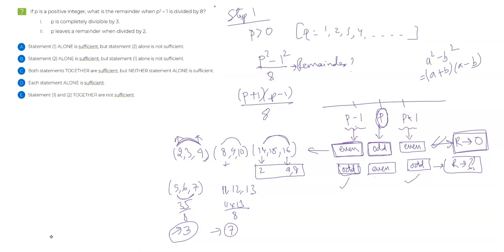Okay, but when p is odd, then p plus 1 and p minus 1 are both even. In that case, I can very confidently say that the remainder is 0. So if you do this analysis, then it will be very easy for you to look at the statements and figure out whether you can get the answer or not.